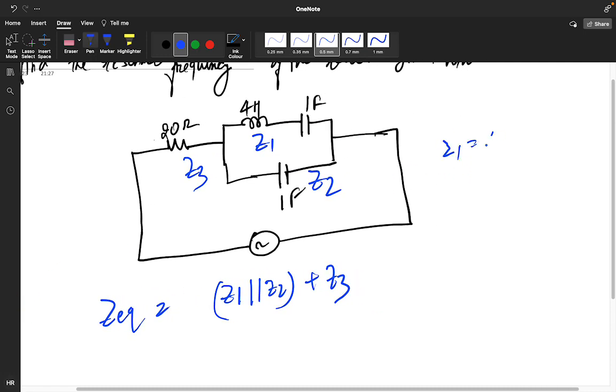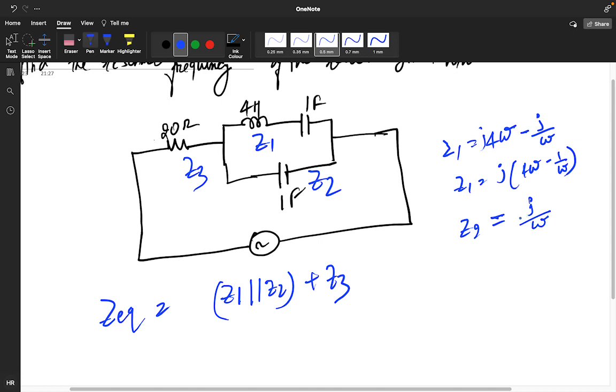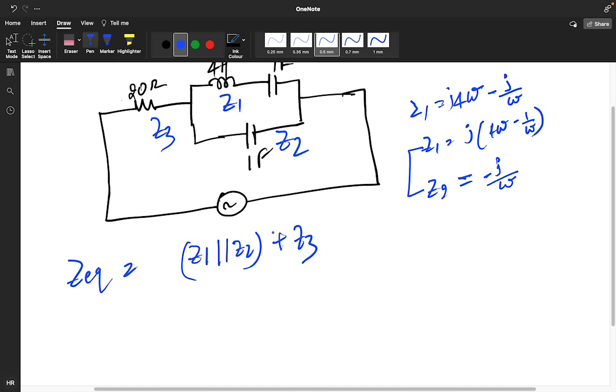So what is the value of Z1 you will get? J into 4 omega, and the capacitor is minus J by omega C. So Z1 value is J common, 4 omega minus 1 by omega. This is your Z1 value. And what is your Z2 value? Z2 value is J omega only, minus J by omega for the capacitor.